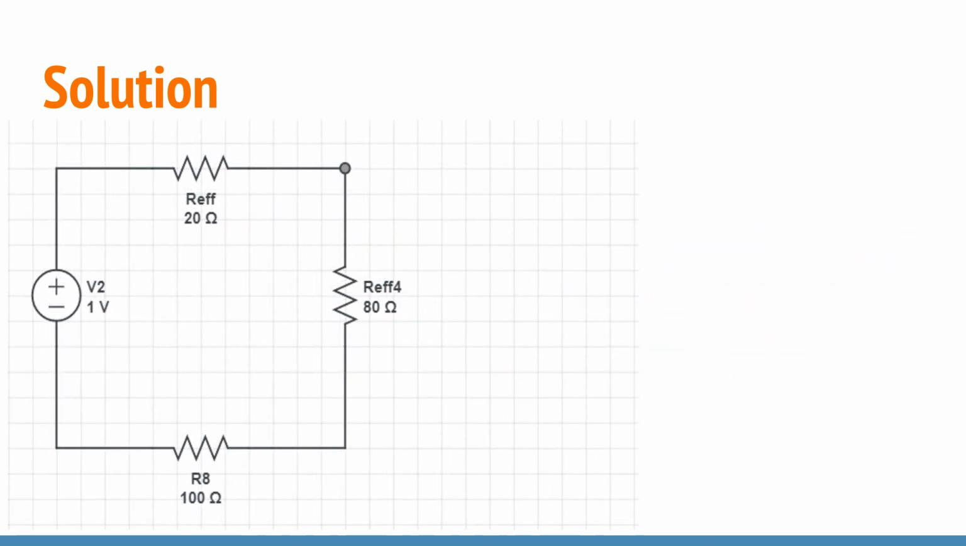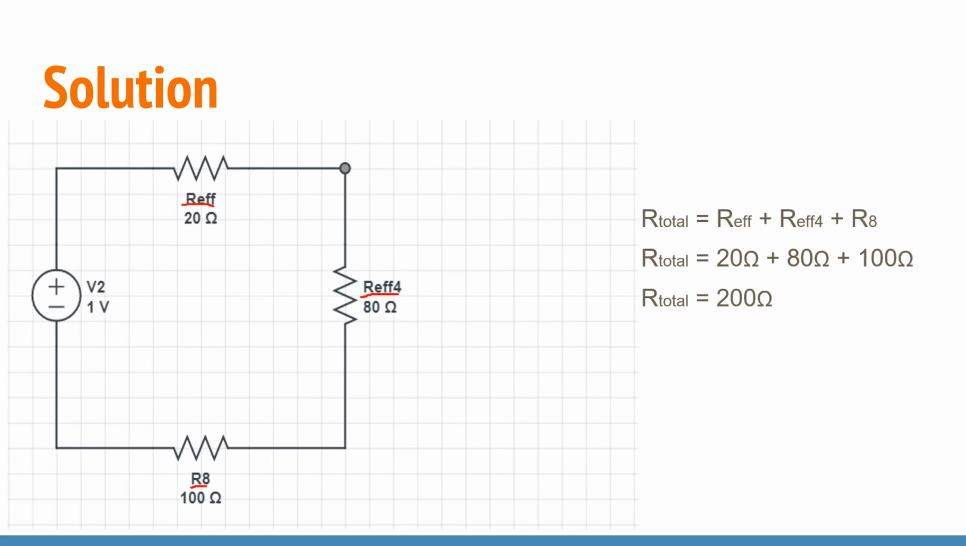Last, all we have to do is simplify this circuit. Now, as we'll see, due to the effective resistances, we have a very simple circuit we can solve. It's just 3 resistors in series. All we do is we simply add these 3 numbers together to get the total resistance of the entire circuit. R effective plus R effective 4 plus R8 is 20 ohms plus 80 ohms plus 100 ohms to give us a total resistance of 200 ohms for the entire circuit. And that is the solution for this problem.